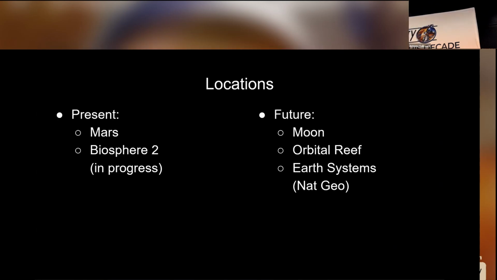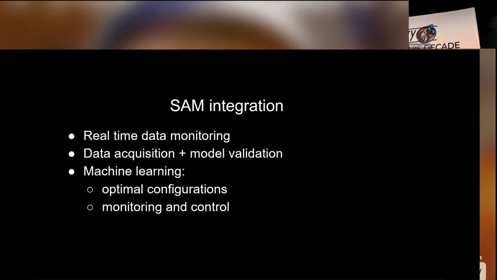And in the future, we are planning to add more locations. The system is designed so that even if the focus initially was on Mars, it is flexible enough that we can add more locations. In the future, we're planning to add the moon, the orbital reef, and with National Geographic, we are going to also add some Earth systems. So, as I said, it's an exciting time for SIMOC and SAM, and we are expanding. We have a lot of cool plans, so keep an eye on what we are doing, because it's going to get even cooler.